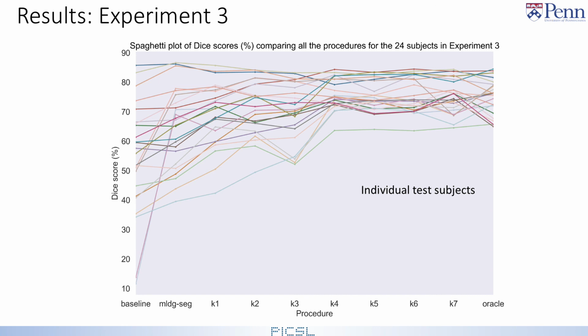Finally, shown is a spaghetti plot for experiment 3. The y-axis shows the dice coefficient for the different procedures, which are shown on the x-axis. Each of the plotted lines denotes an individual test subject. It can be seen that the MLDG sec method performs better than the baseline method, and further performance improvement is achieved by the K-shard method.